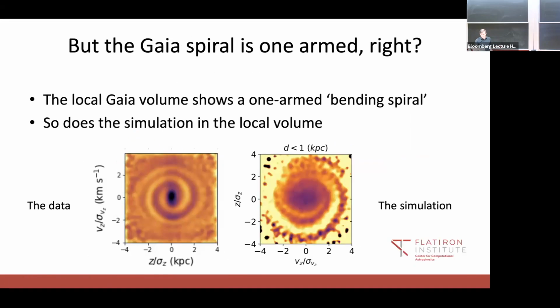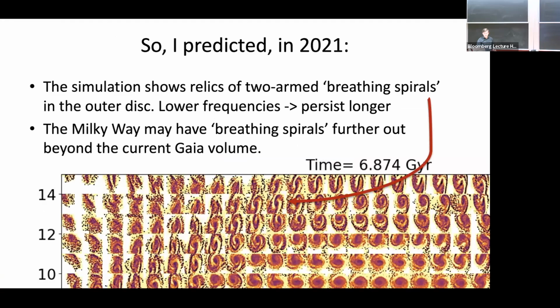But why am I talking about that? Because the Gaia spiral that I've shown you so far is one-armed. This is the spiral in the local Gaia volume. Well, this is also the spiral in the local simulation volume that we chose to be the solar neighborhood, and generally for the radius of the sun, regardless of the chosen neighborhood. And so in 2021, I had a version of this talk that ended predicting, because actually the simulation shows the relics of these two-armed breathing spirals in the outer disk. They're messier, but they are still there. You can just about see them.